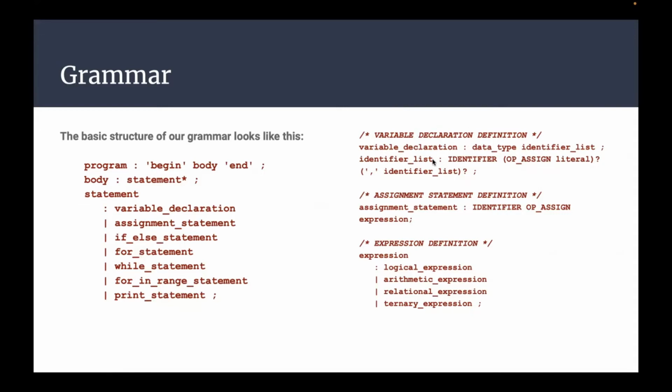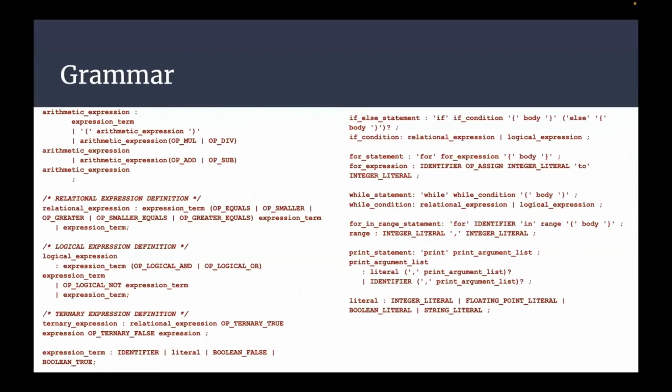So this is how the variable declaration looks like. We have data type and the identifier list. So multiple identifiers can be assigned in a single statement, and then the assignment statement expressions. So logical, arithmetic, relational, and ternary are the ones that are supported here. In arithmetic, we have multiply, divide, add, subtract. In relational, we have equal, smaller, smaller equals, greater, greater equals. And logical expression has and, or, and not.